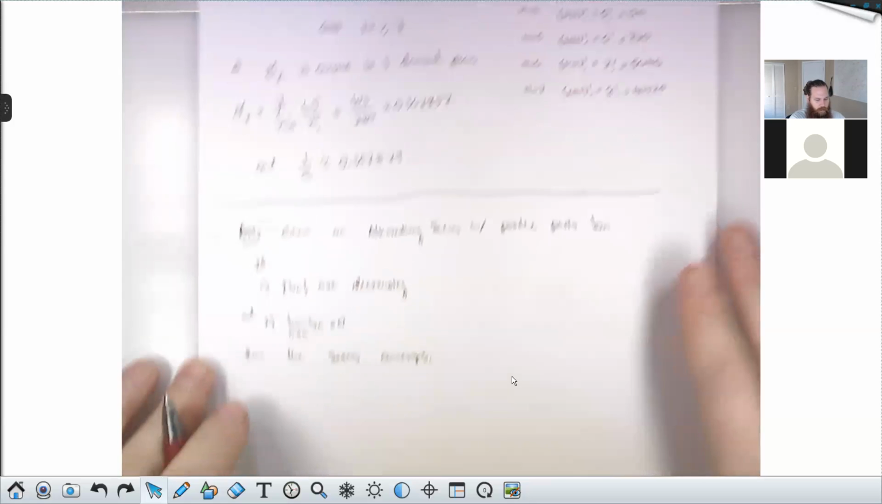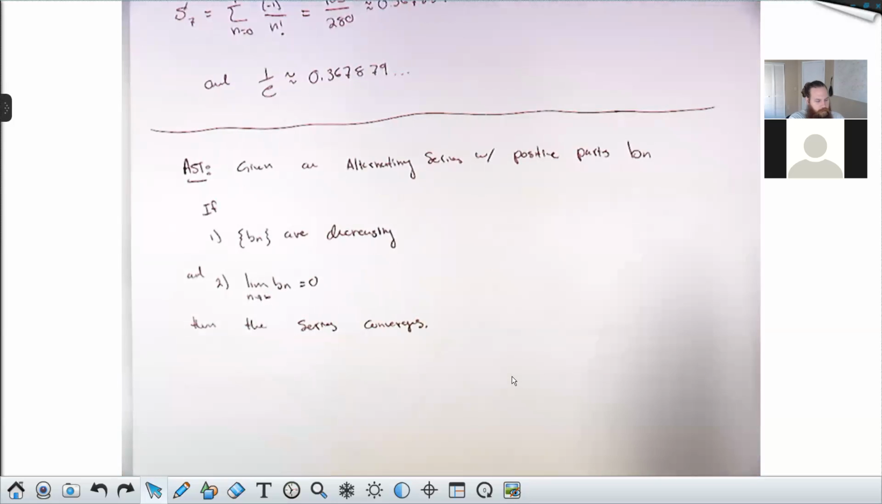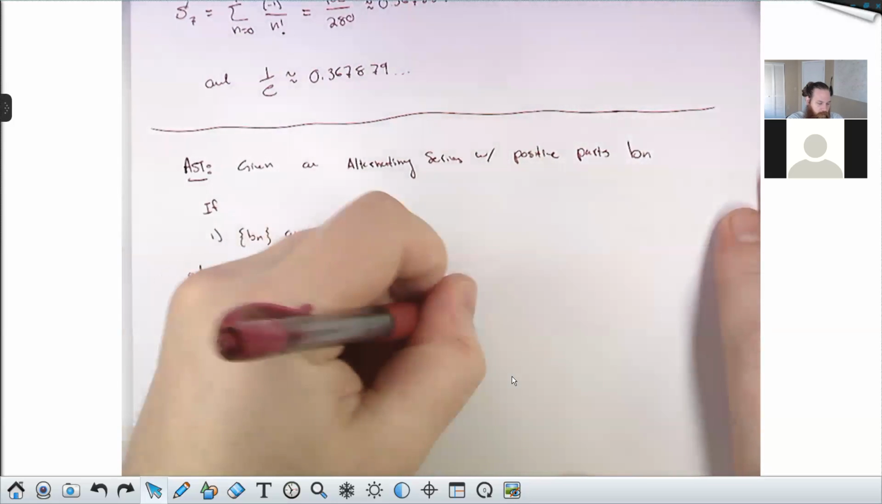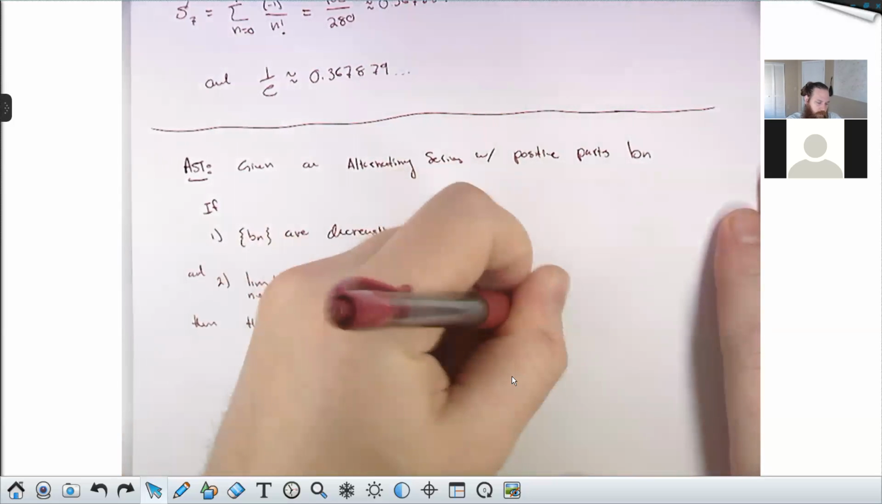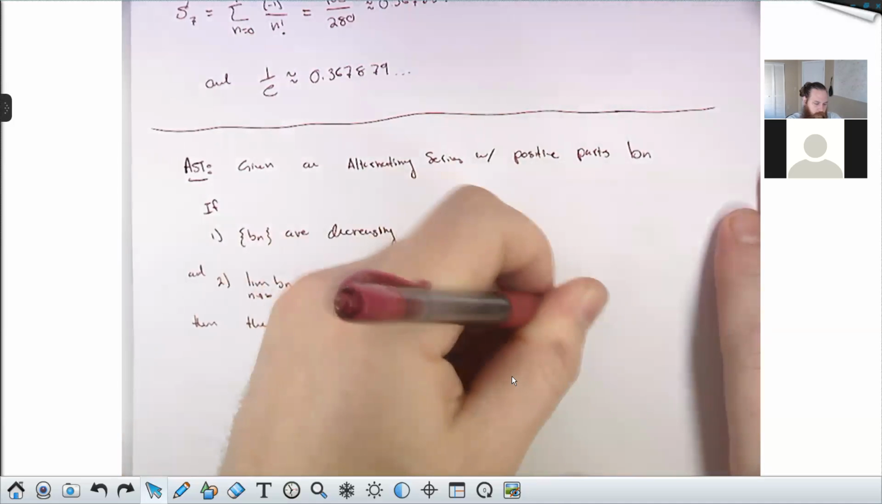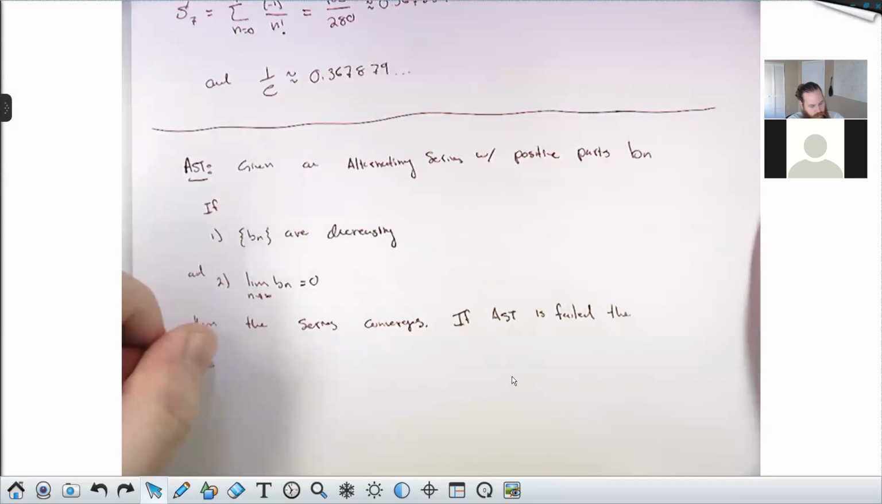The reason I'm reiterating this is because I want to emphasize that AST can never tell you a series diverges. If any of these things fail, the result is inconclusive.